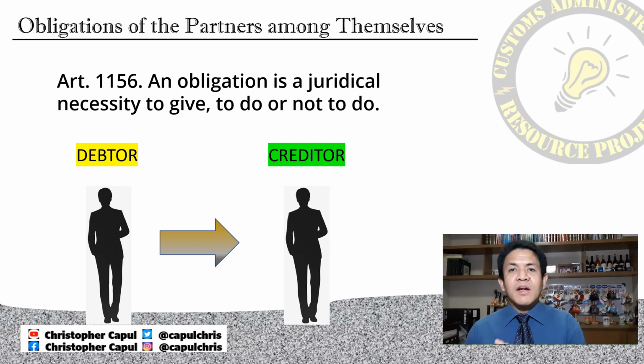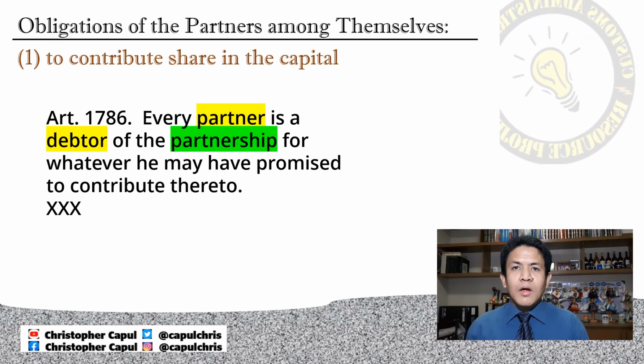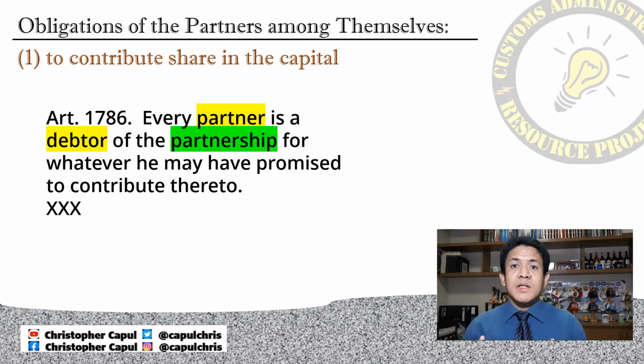On the other hand, the creditor is the one who has the right or who can demand the performance or who can demand the object which is the subject of the obligation. So again, there are two principal parties involved in an obligation, the debtor and the creditor. We now proceed to discuss the first obligation of the partner among themselves.